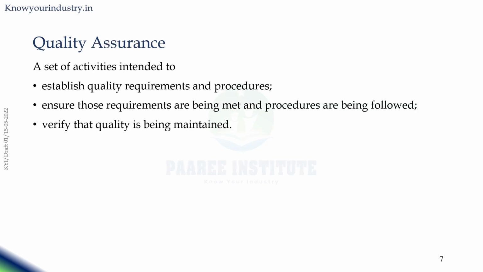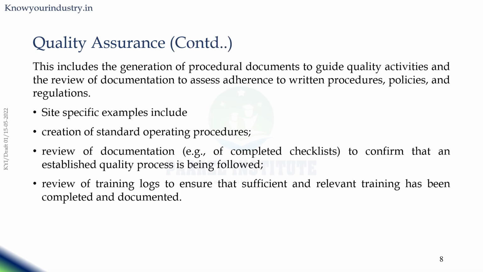Now, what will quality assurance do? They will do the set of activities intended to establish quality requirements and procedures, ensure those requirements are being met and the procedures are being followed, and verify that quality is being maintained. So above the quality control, in addition to the checking that they do, quality assurance establishes the procedures and quality requirements, ensures that the requirements are met, and verifies the quality is being continuously maintained. Quality assurance generates procedural documents to guide quality activities and the review of documentation to assess adherence to written procedures, policies, and regulations.